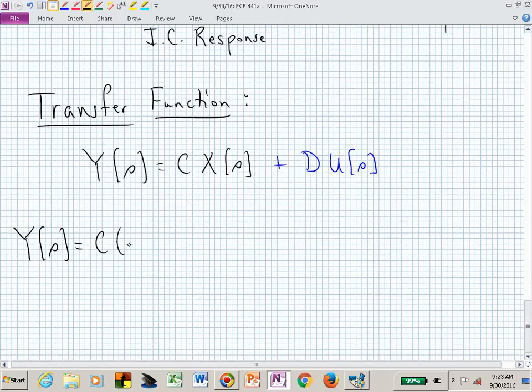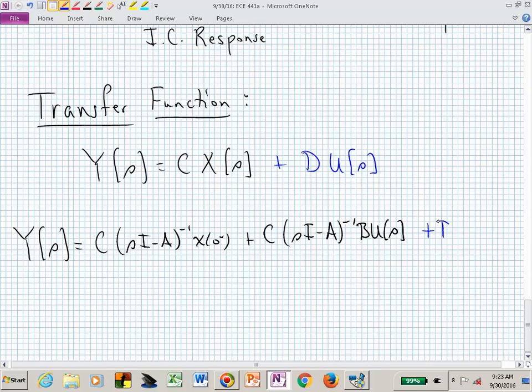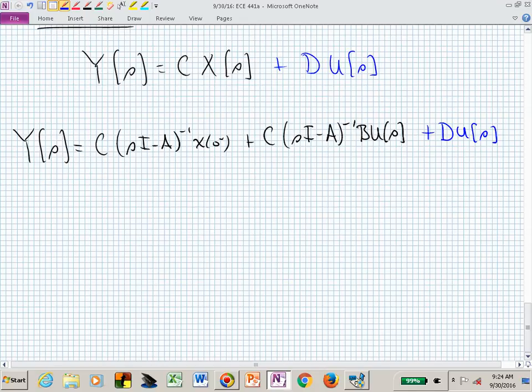So I have C times (sI minus A) inverse x of 0 minus, plus C times (sI minus A) inverse B u of s, and I still have to keep track of this plus D u of s. Now, if I want the transfer function, what have we been doing when we have the transfer function? If I inverse Laplace transform this, this would give me the complete solution for my output. This would give me little y of t.